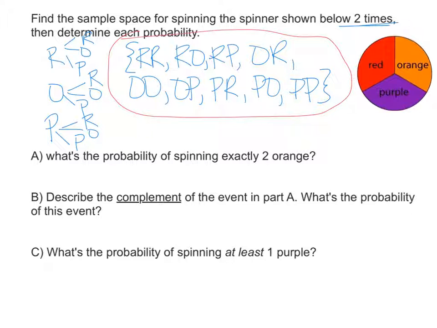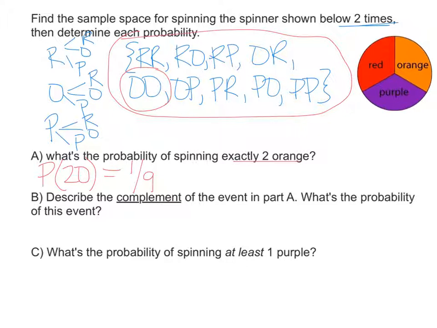So this says, what's the probability of spinning exactly 2 orange? So it says exactly, meaning it can't be something similar to 2. It has to be exactly 2. So I'll say this something like probability of 2 orange. I'll just use an O, like we have been. And I'm just going to go through and count how many times did we get exactly 2 orange. Well, that only happened the 1 time. So 1 out of, there are 9 total possibilities for your 2 spins, so 1 out of 9.